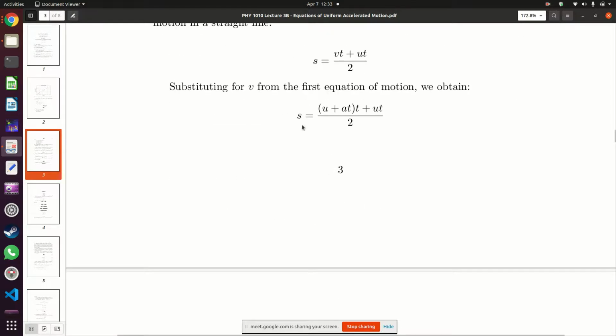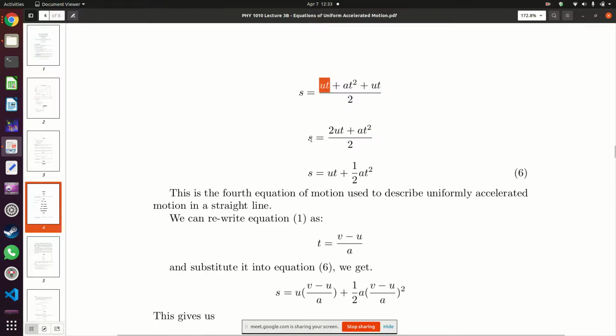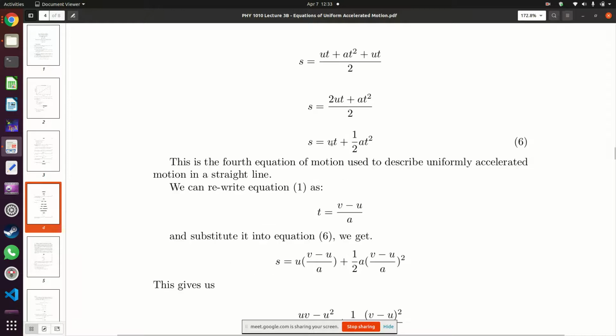When we do that, we end up with s is equal to, this is our substitution, u plus at, multiplied by t, plus ut divided by 2. Then we multiply by t throughout. We end up with s is equal to ut plus at squared plus ut divided by 2. There is ut this side, there is ut this side, so we have got 2 ut's. When you add them, we end up with s is equal to 2ut plus at squared, this whole thing divided by 2. So if you divide by 2 throughout, you end up with s is equal to ut plus half at squared.